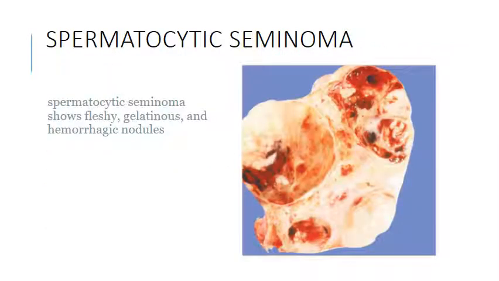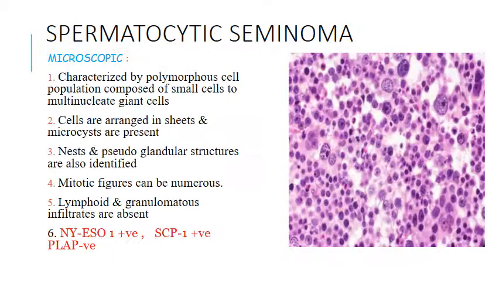In this picture, you are able to appreciate grossly fleshy, gelatinous and hemorrhagic nodules, and also the cystic change in spermatocytic seminoma. The microscopic picture of spermatocytic seminoma is characterized by a polymorphous population of cells. There are small cells and multinucleate giant cells. These cells are arranged in the form of sheets.